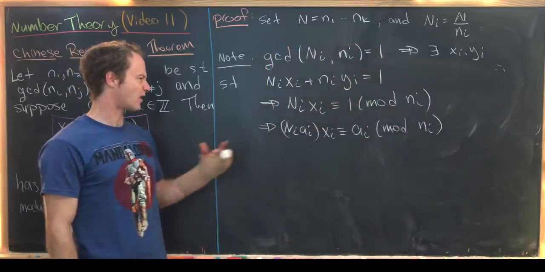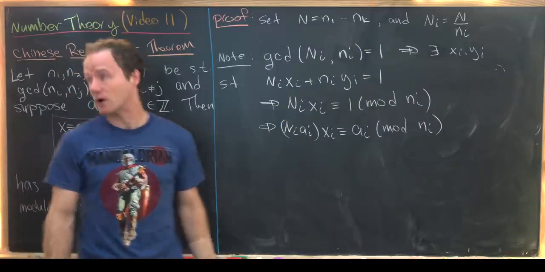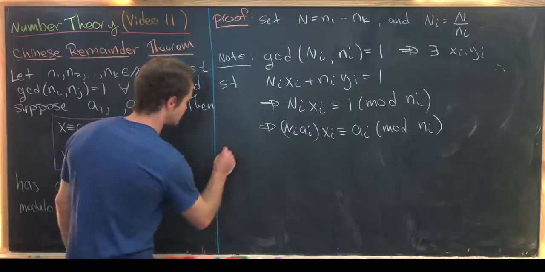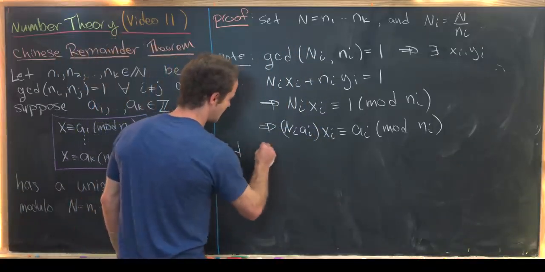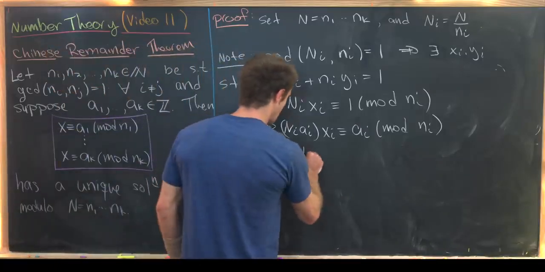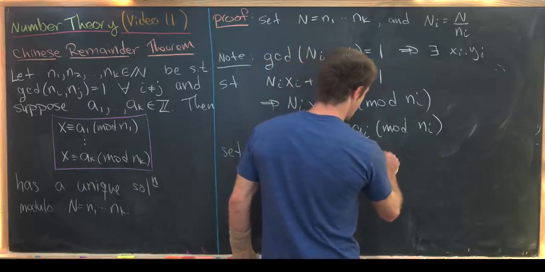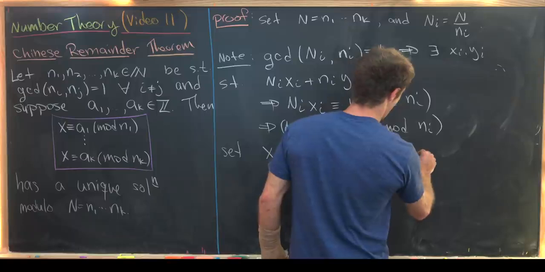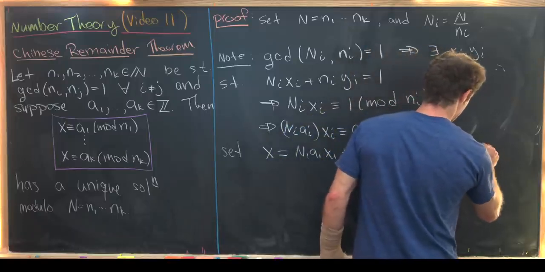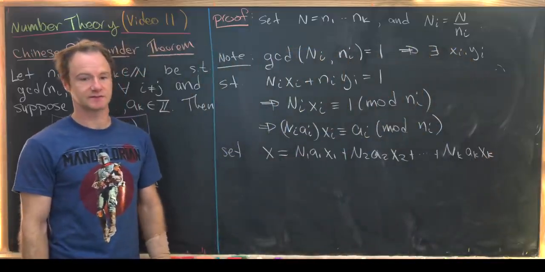Okay, so now that we've brought all of these numbers into existence, we want to smash them together into what will be our solution to this system. So let's go ahead and set, I'll just call it x, equal to N1 a1 x1 plus N2 a2 x2 all the way up to Nk ak xk. And that's the capital N's, not the lowercase n's.